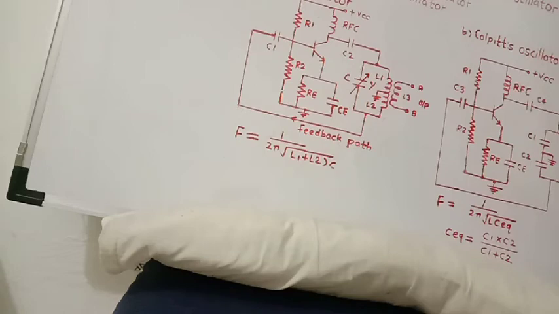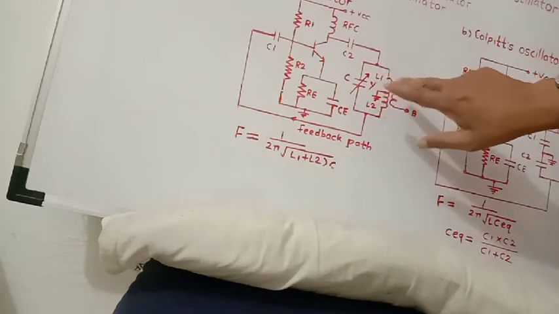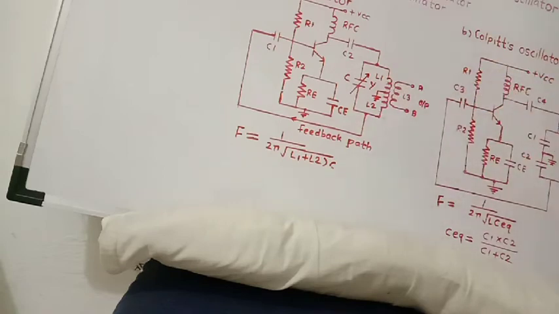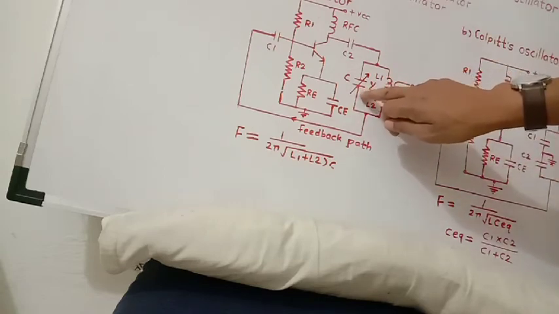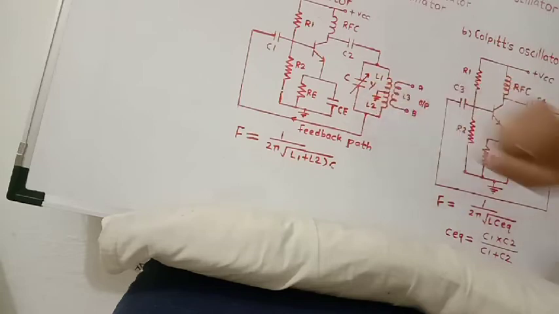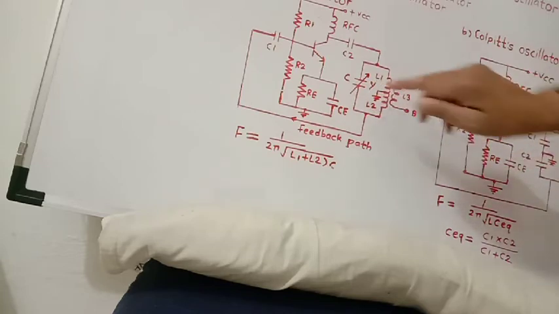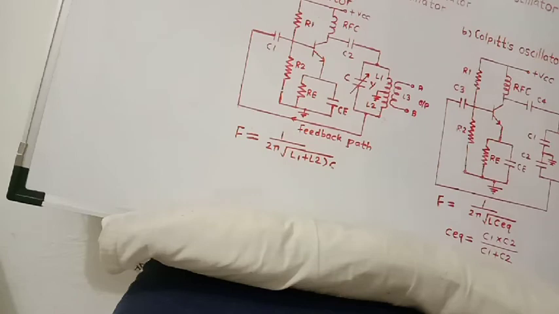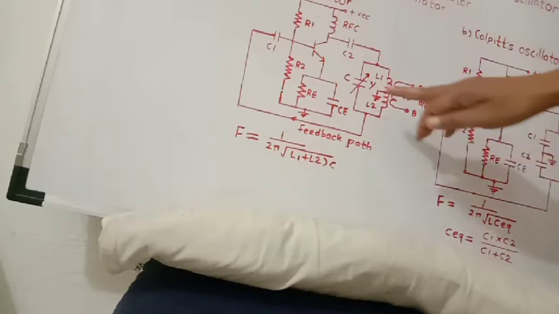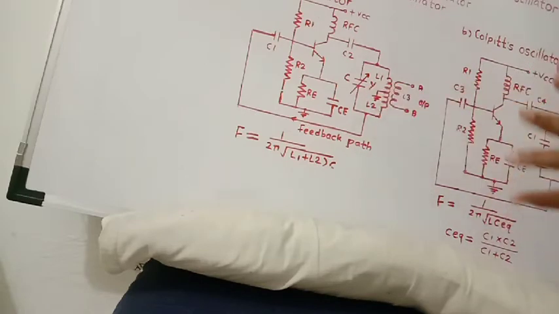Second, the frequency of oscillations may be varied. This frequency of oscillations can be varied by varying the capacitance C, because this is a variable capacitor. So by varying C, different frequencies are obtained. By using this variable capacitor, the frequency of oscillations can be varied.